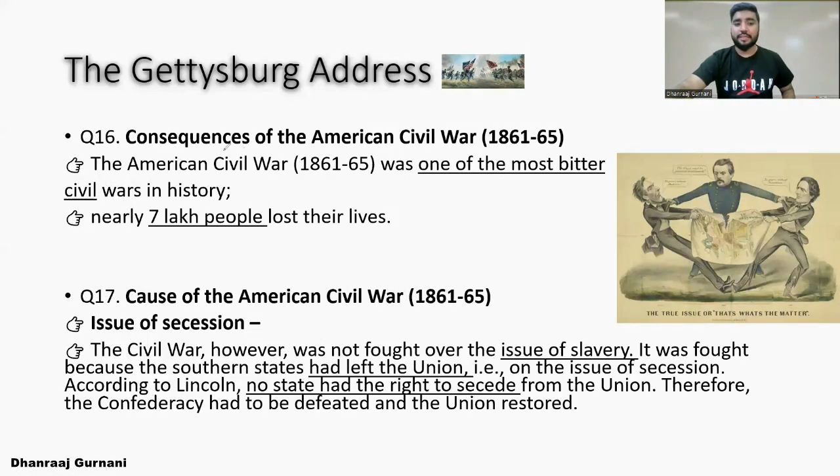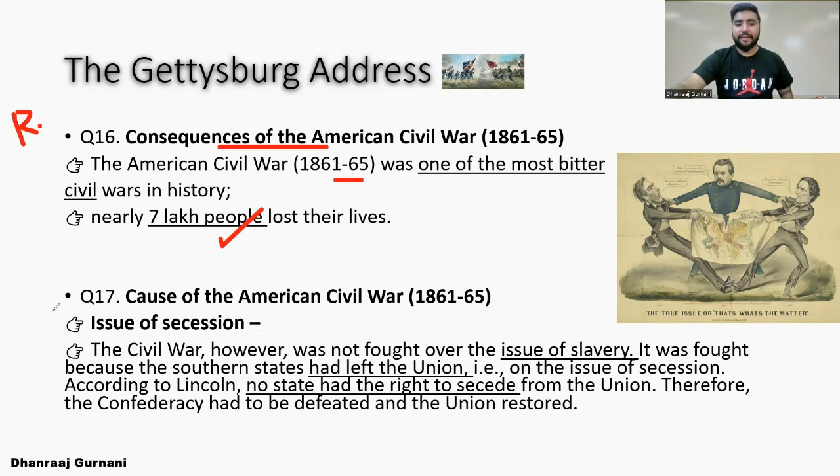Question number 16, consequences of the American Civil War. You have already done it before in the meaning. I'll put an R. R means repeated. The American Civil War, fought between 1861 to 65, was one of the most bitter civil wars, and it took the lives of nearly 7 lakh people.